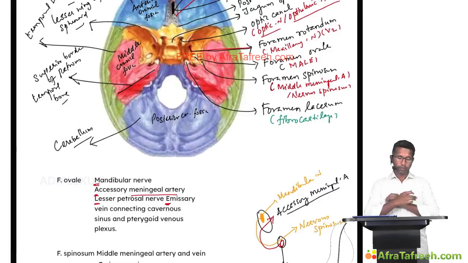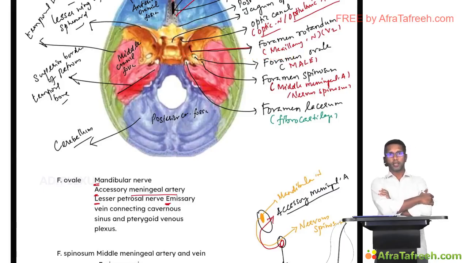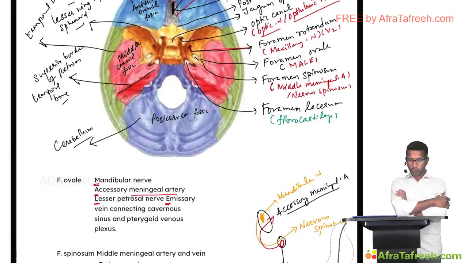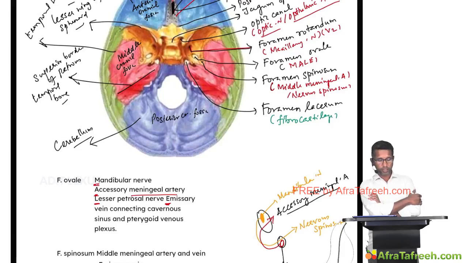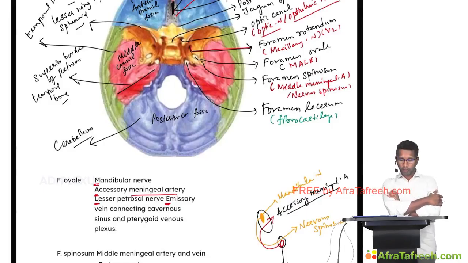So these are all the important foramens in the middle cranial fossa. We haven't discussed one more, the superior orbital fissure, which I will show in another picture.